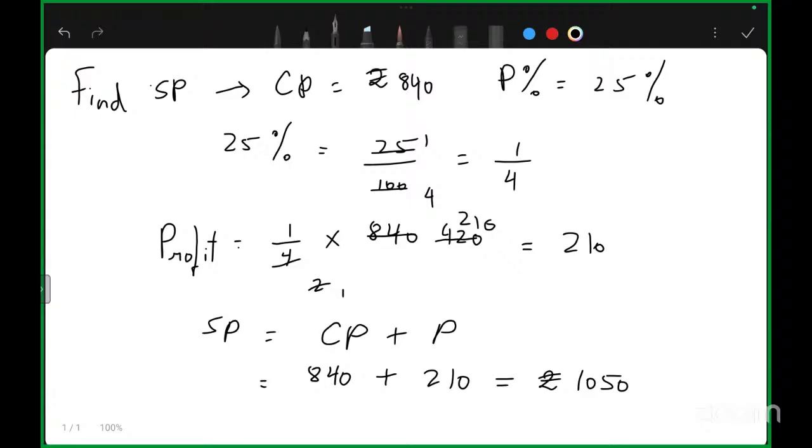Did you all understand? Very simple. I saw your homeworks, and some of you did 25% of 840, 25 upon 100 into 840 to find the profit. That method is also correct. Or 1 by 4 into 840, also correct. I found three different methods used for the same question, and all three were correct.